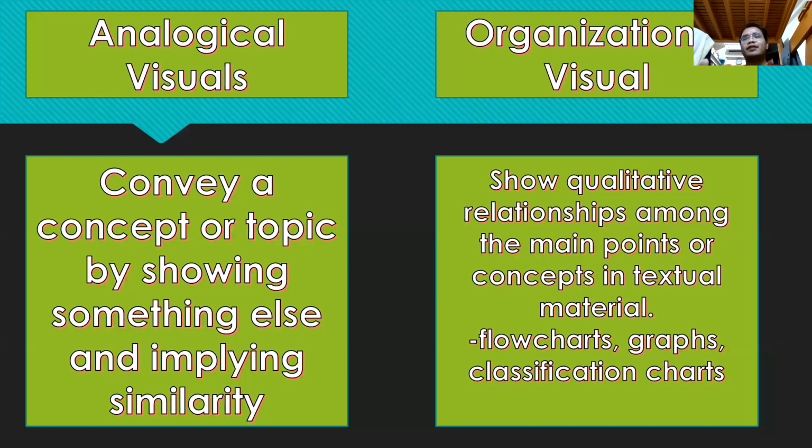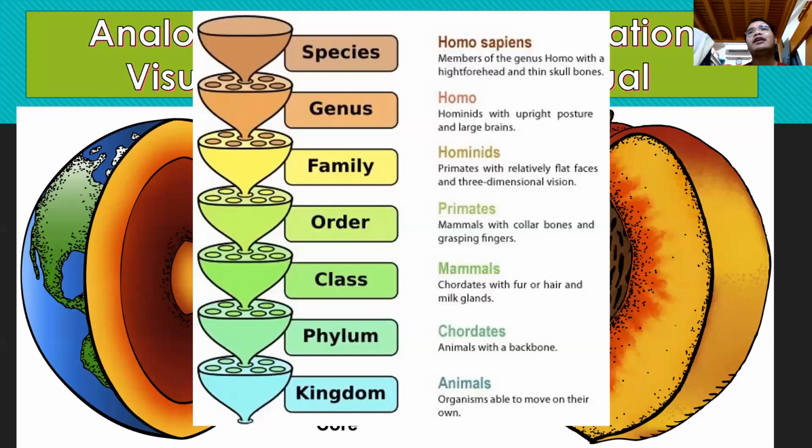Now, ano naman ang organizational visual? They show qualitative relationships, okay? I repeat, they are qualitative relationships like flowcharts, graph, or classification charts. Anong halimbawa nito? Ito, this is an organizational visual. It organizes the different taxonomy in biology of living things like kingdom, phylum, class, order, family. This is, sabi ko kanina, Capacophagus. Okay? So kingdom, phylum, qualitative relationships, qualitative relationships.